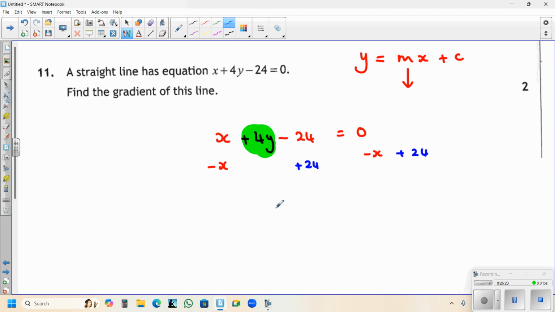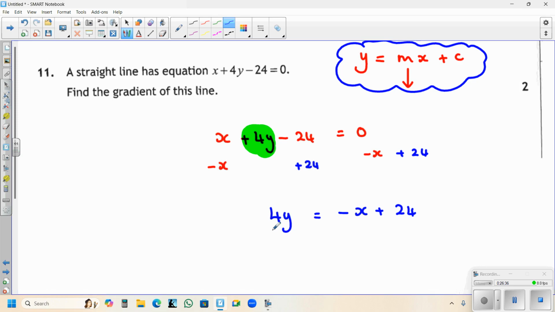So when I do that, I end up with 4y is equal to negative x plus 24. Now, I've got to have 1y, I can't have 4y. So I've got to take that whole equation and divide it by 4. So y is equal to, now that's the same as minus 1 lot of x, so that's minus 1 over 4 x's.